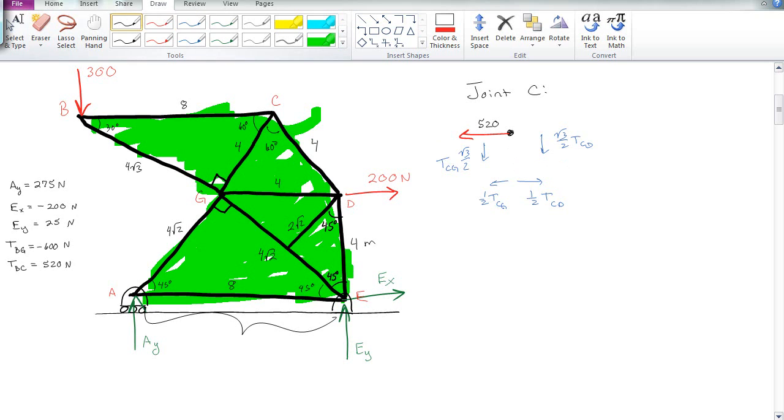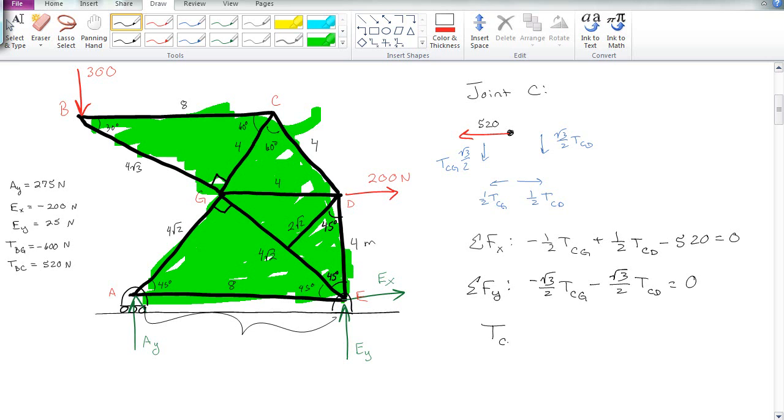Alrighty. So now if I want to do the sum of the forces in any direction, I'm still going to have two unknowns. So sum of the forces in the x, I have negative 1/2 TCG, and then plus 1/2 TCD, and minus 520 is equal to 0. And the sum of the forces in the y tells me that minus root 3 over 2 TCG and minus root 3 over 2 TCD equals 0.